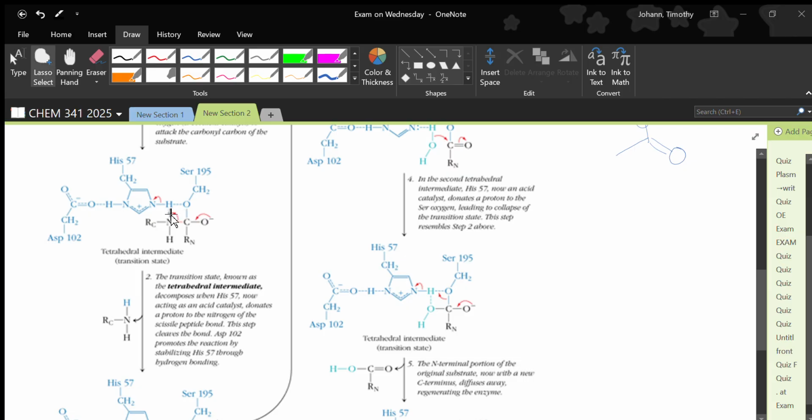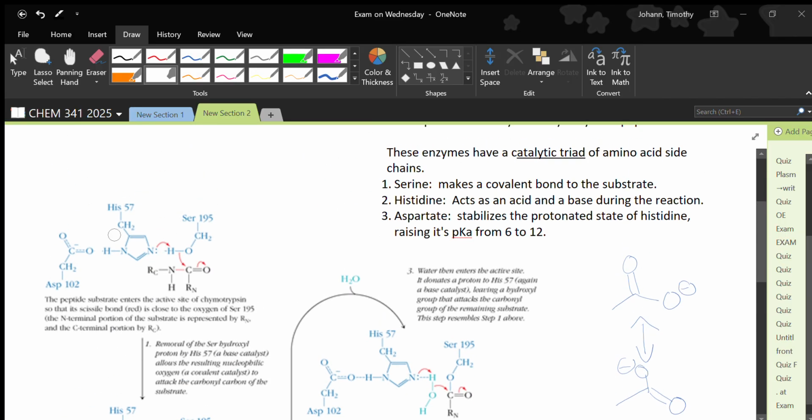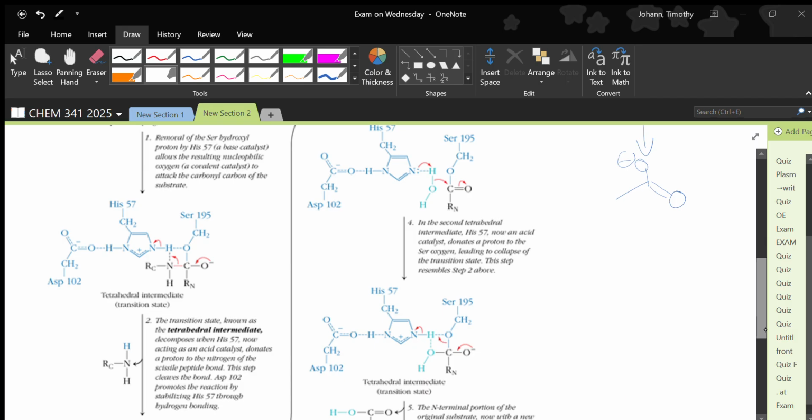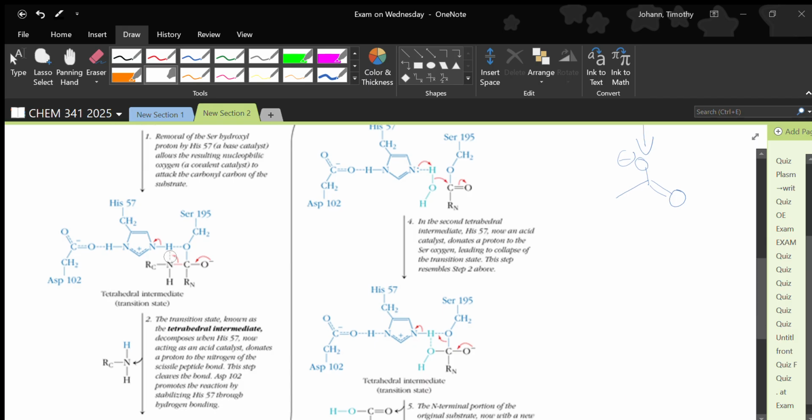And then the rest of this is going to be getting rid of, let's see if I can erase these hydrogen bonds. There we go.